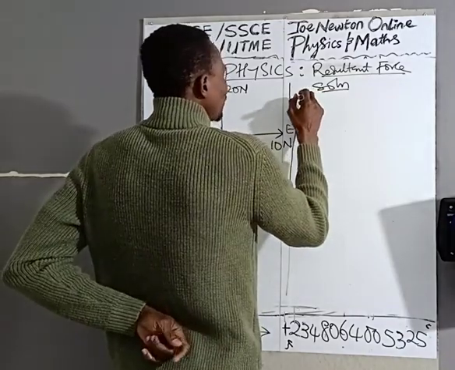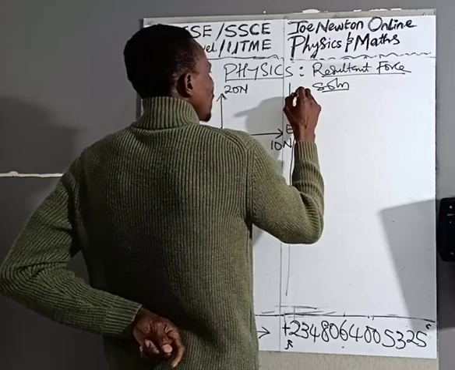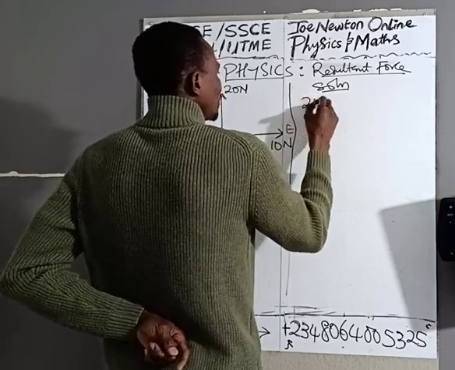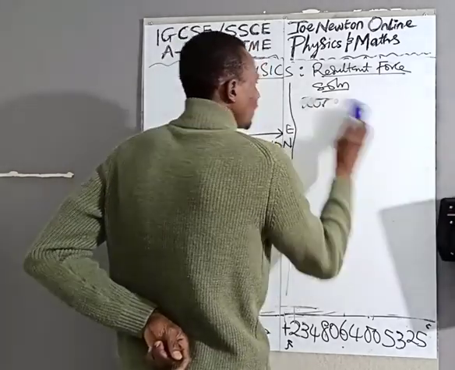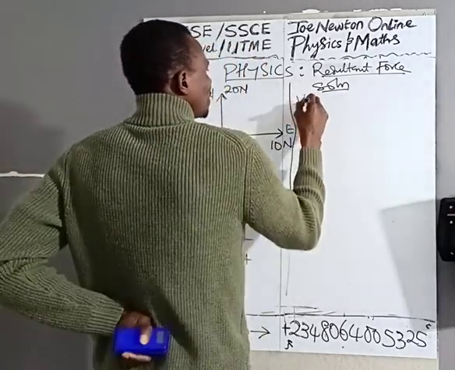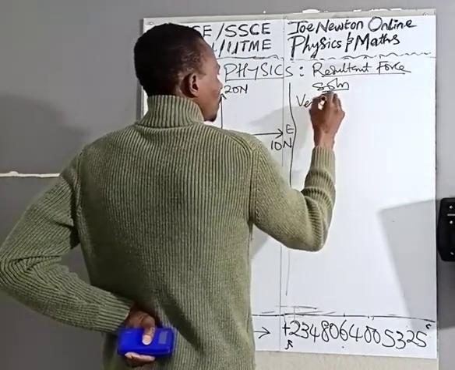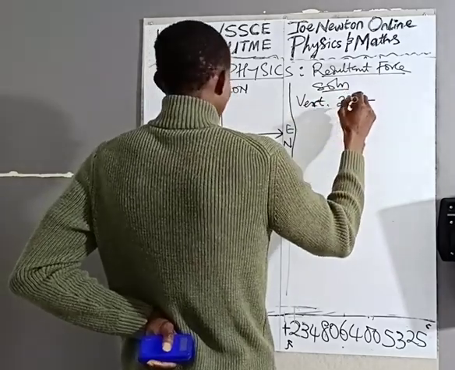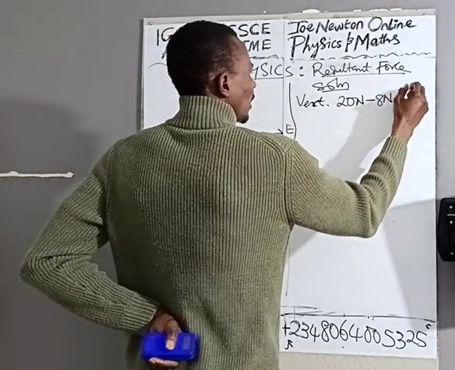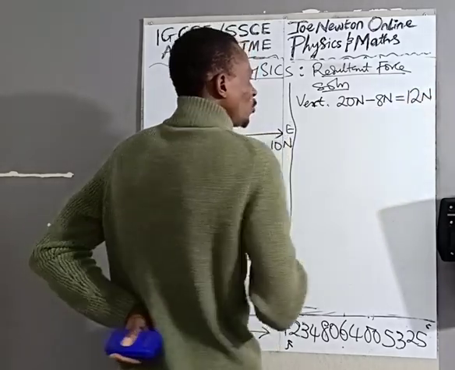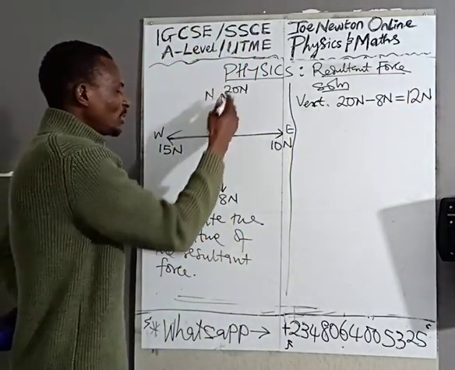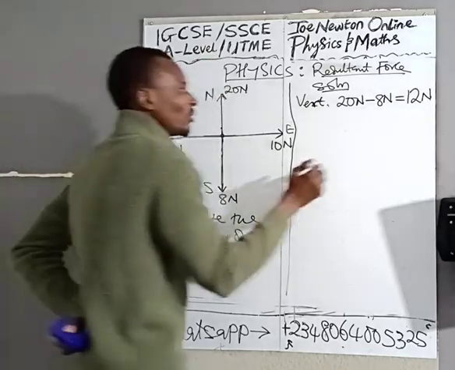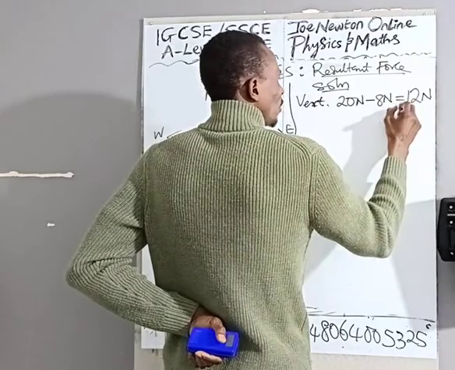Now, first for the north, we have that 20 Newton. For vertical, let's put it this way: we have 20 Newton minus 8 Newton. We are left with 12 Newton. And this 12 Newton, which direction do you think it will go? 20 minus 8 is 12 Newton, so the effective force will go in the north direction. So this should be 12 Newton north.